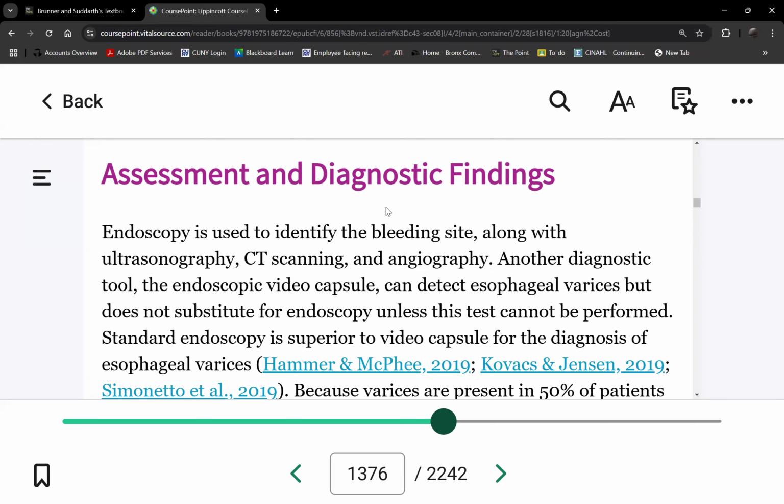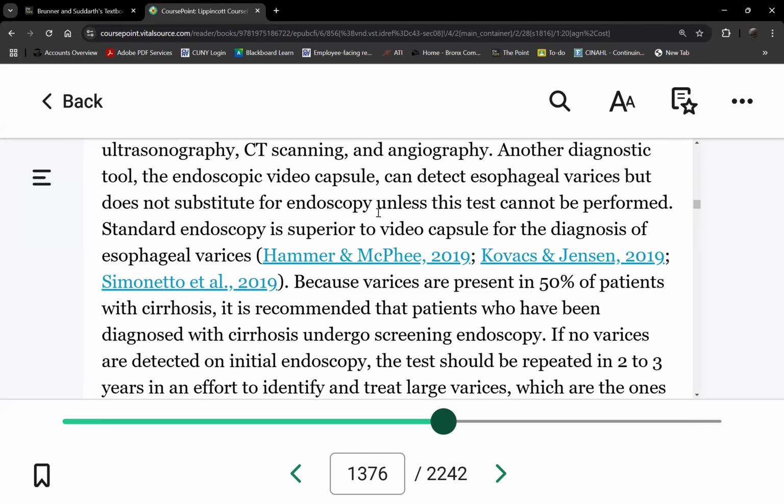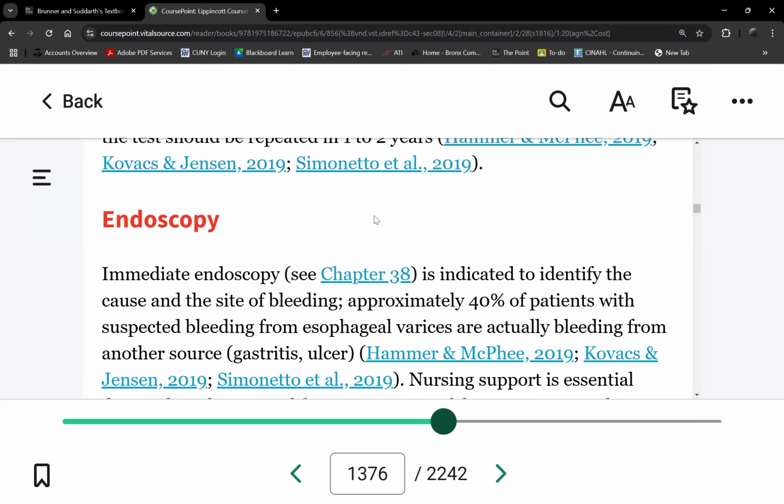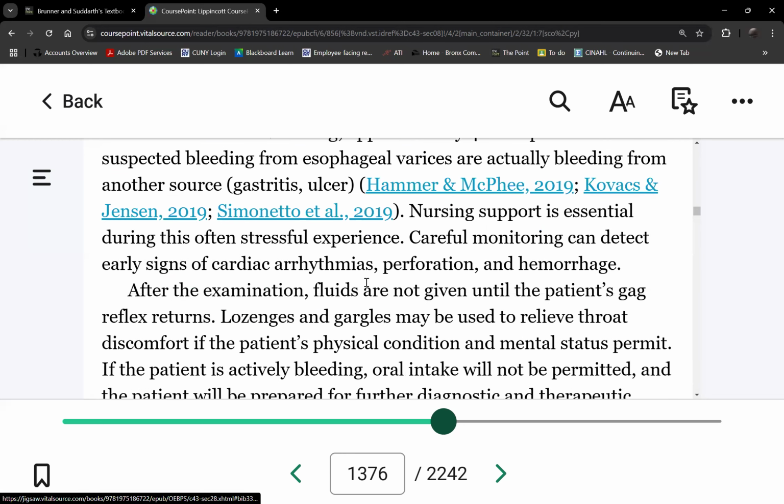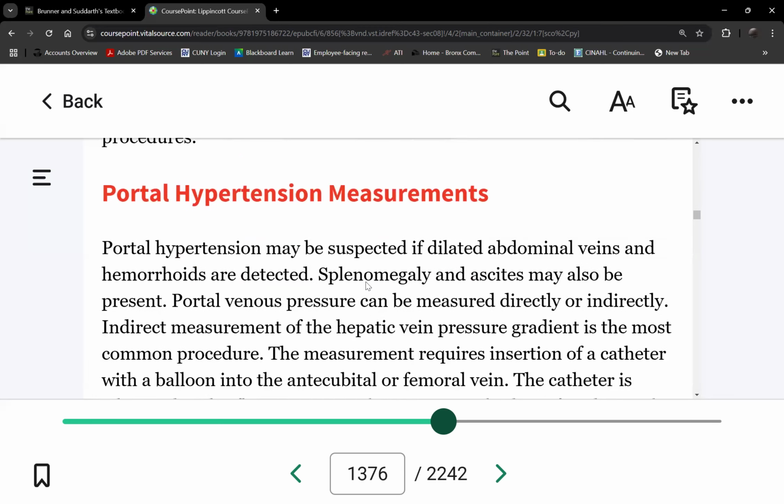Because what do we do after a scan? We're going to do an EGD anyway. So they'll do the EGD, which is diagnostic. We can see the varices, and we can do something right there as well. We're not going to say, oh, we saw them, let's stop, and we'll do another procedure next week. No, they're already there, so they'll go ahead and do any interventions. We'll mention a few interventions shortly. So endoscopy is very commonly used to diagnose and treat esophageal varices.